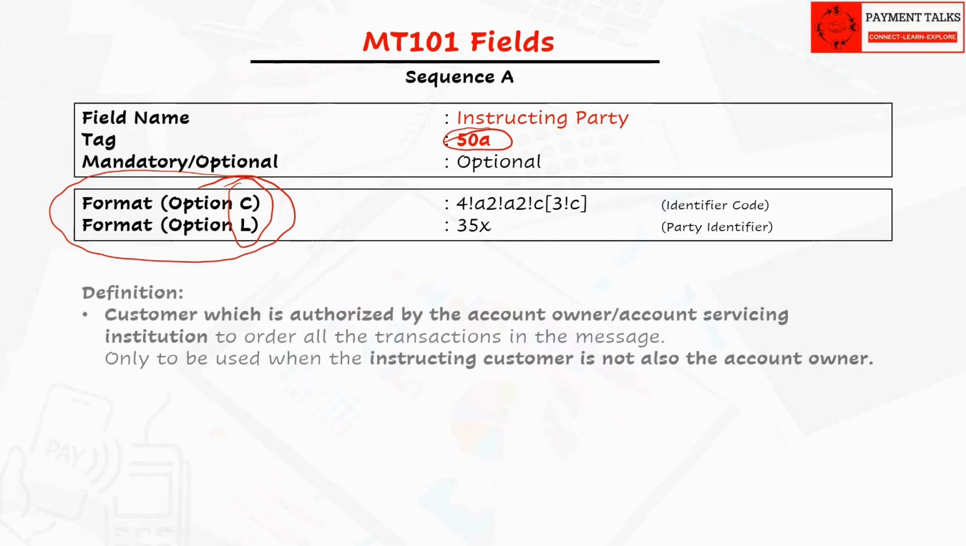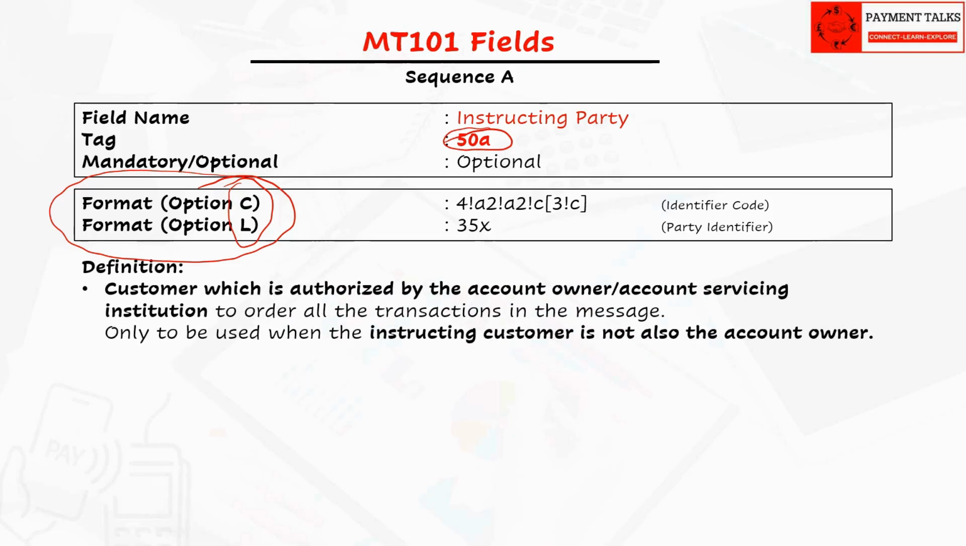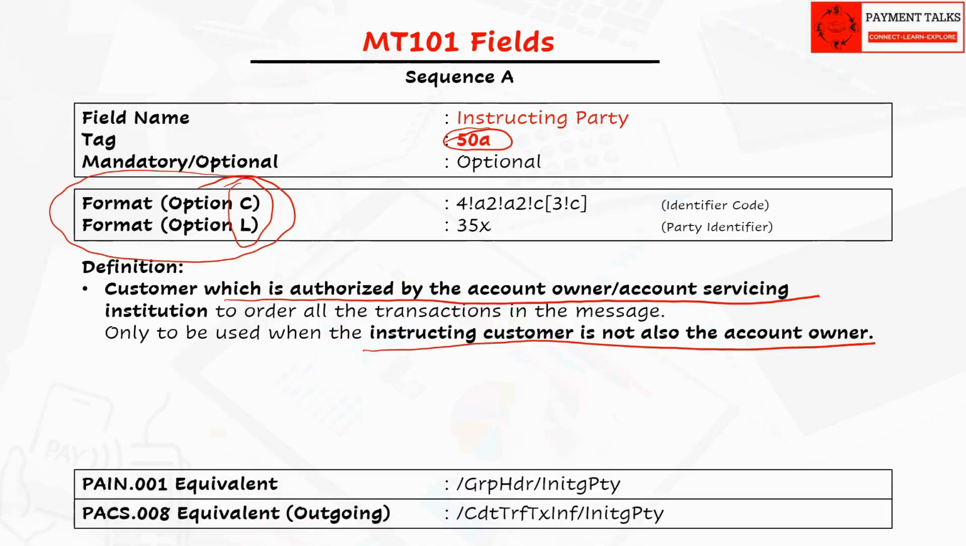Coming back to the field, by definition, this is the customer which is authorized by the account owner and account servicing institution to order all the transactions in the message. And this is only to be used when the instructing customer is not also the account owner. Basically, we are referring to authorized initiation scenario. You might have guessed the PAIN.001 equivalent field. It is initiating party in group header.